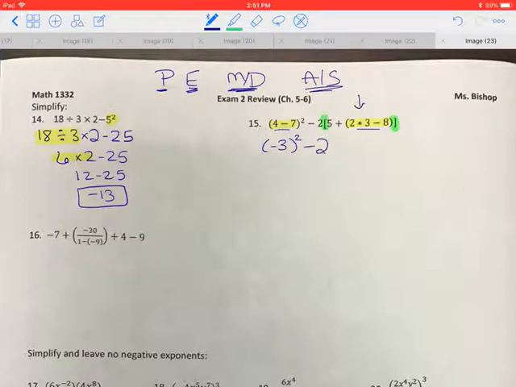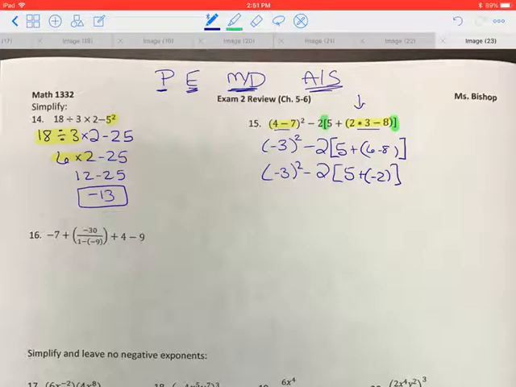Now I'm not messing with the green ones yet. I'm going to bring those down. And I get 5 plus, and in parentheses, notice I have 2 times 3 minus 8. So that is going to be 6 minus 8. Okay, so finishing that up, trying to get that down to a single number, that's going to give me a negative 2. So I probably should have highlighted that one. All right, that would be next.